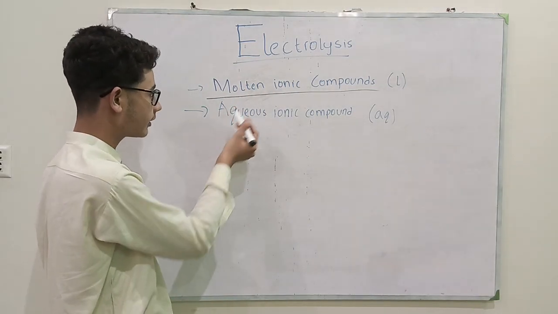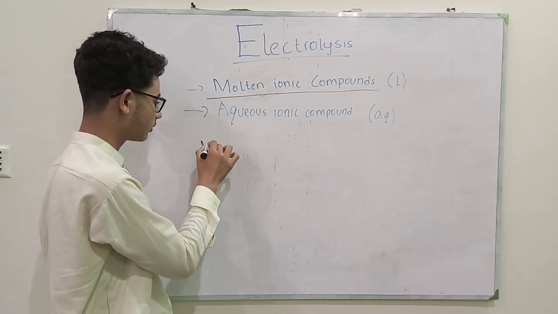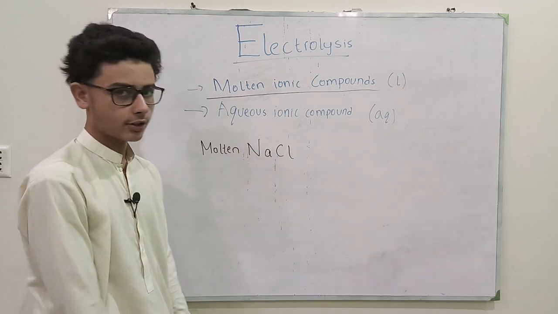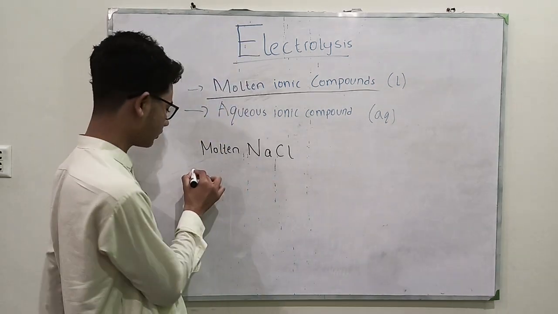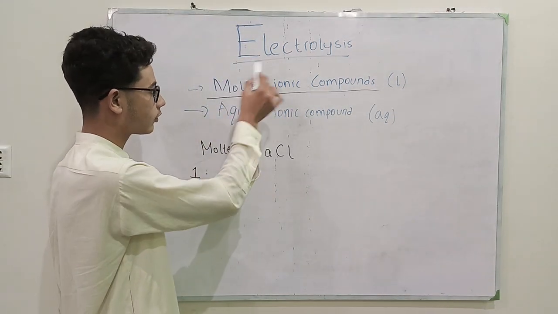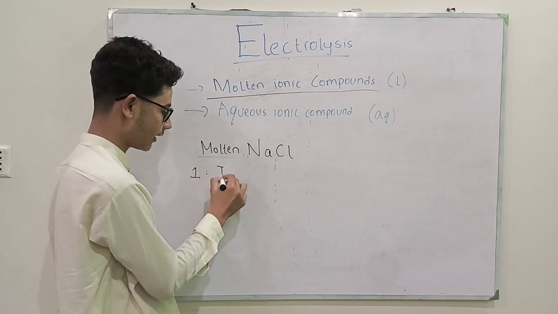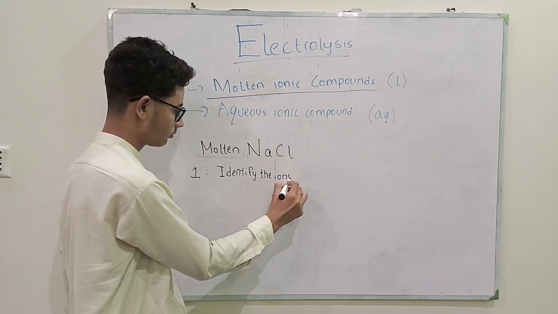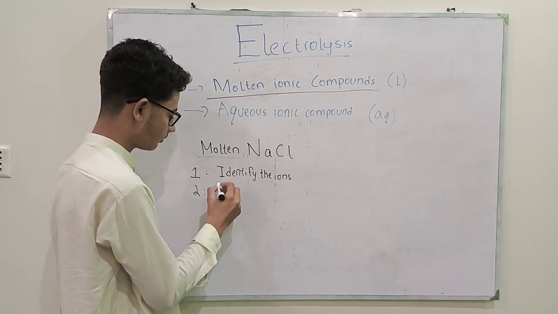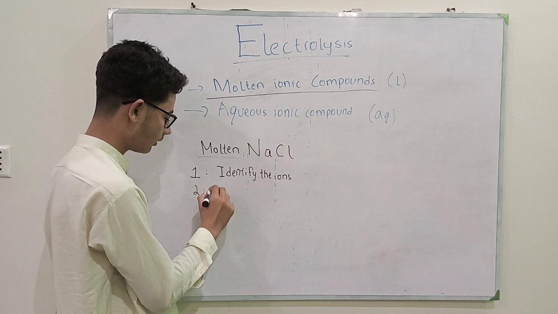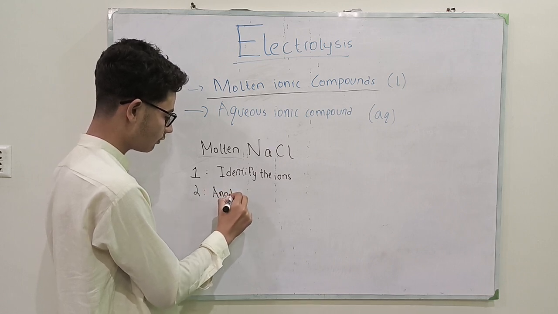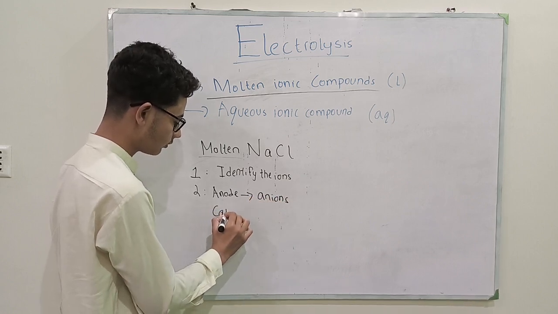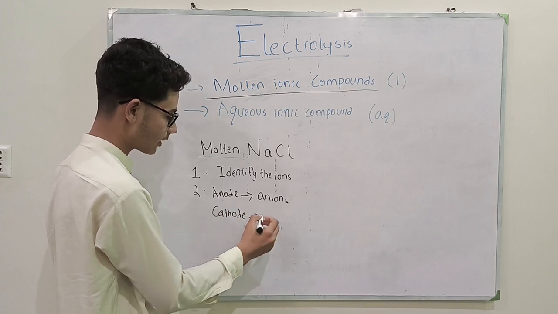So here we will take the example of molten NaCl. First thing first, identify. Rule number one. What are the rules for finding the electrolysis of molten substances? First rule, identify the ions. Secondly, the second rule will be that the anode will be attracting the anions, whereas the cathode will be attracting the cations.